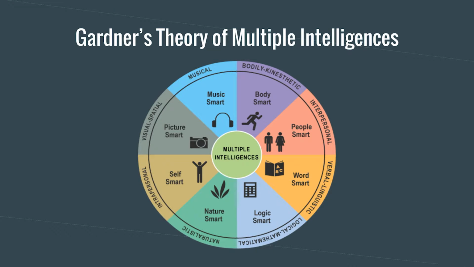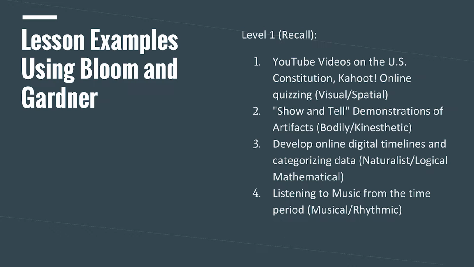Okay, and this is also supported by Gardner's theory of multiple intelligences. Again, we want to reach out to students that learn in a variety of different ways. That could be from visual spatial to body kinesthetic to verbal linguistic to logical mathematical. So we want to use a wide variety of approaches to reach our students.